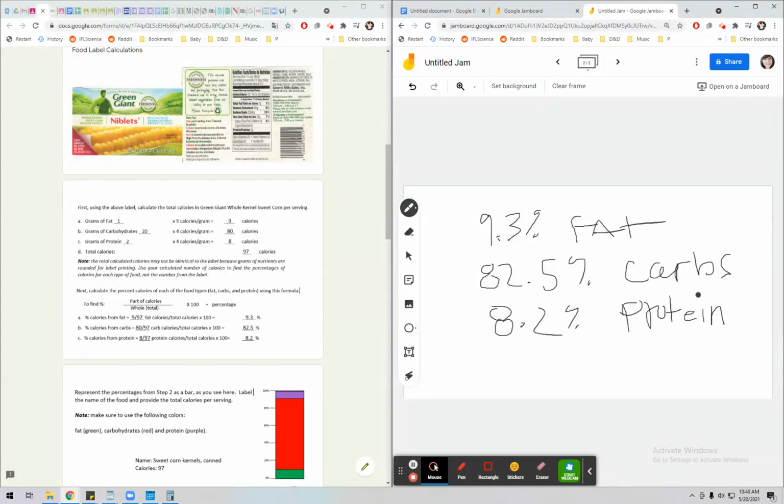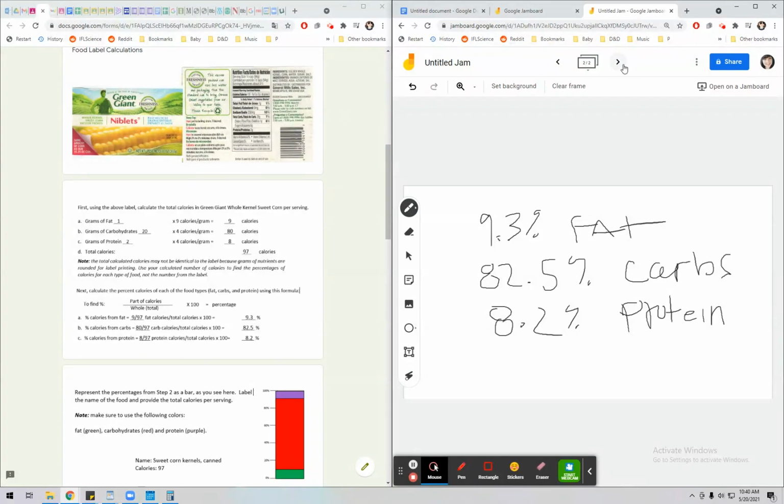what is this corn food label mostly made out of? You would tell me carbohydrates, because carbohydrates has the highest percent. And then we would talk about what kind of carbohydrates those are. Are they complex or simple? And what does that mean? Does that mean sugar or not? And then how do we know?